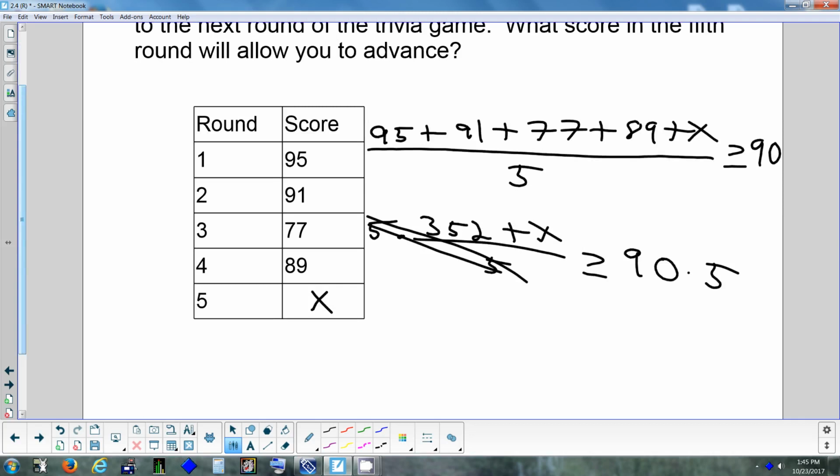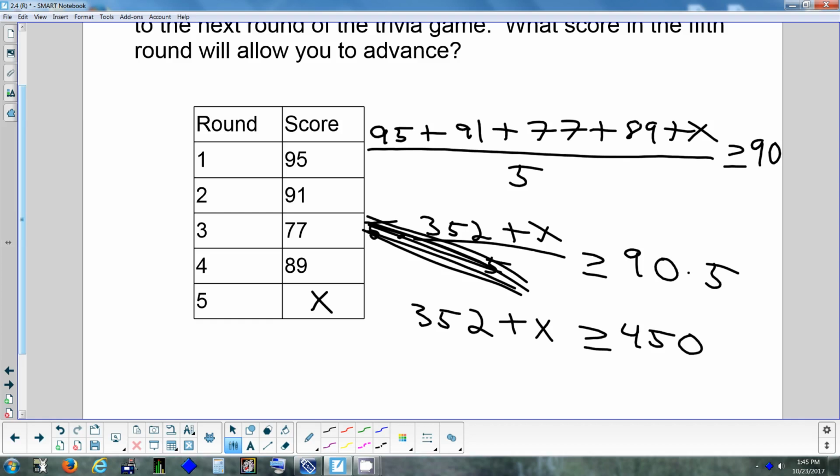What's on the left-hand side now that I multiplied by 5? X plus 352. The 5s are gone, I crossed those out. What else? 90 times 5 is 450.